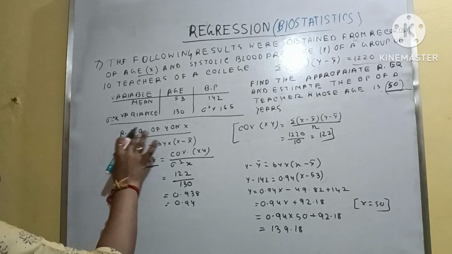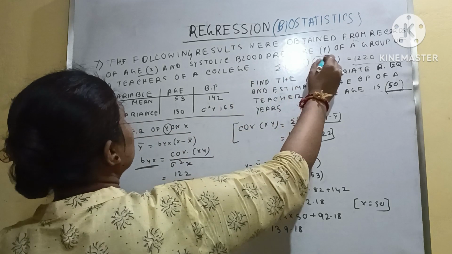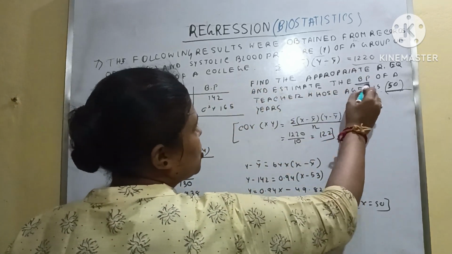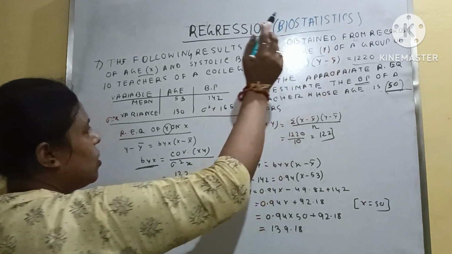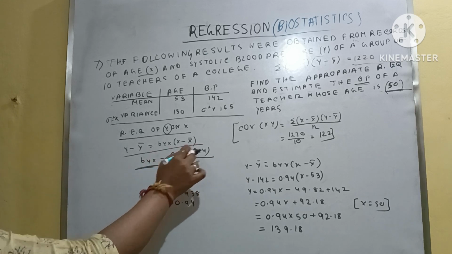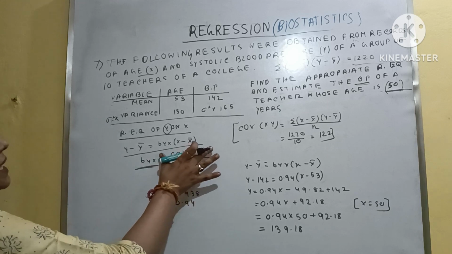Okay, and the regression equation of y, because blood pressure, the systolic blood pressure, is y. Find the appropriate regression equation of the blood pressure. Here the blood pressure is y, so the regression equation of y we have to calculate. The equation is that. So first we have to calculate byx, and here the calculation of byx is not in the previous way. Here the calculation is COV(x,y) divided by sigma square x.